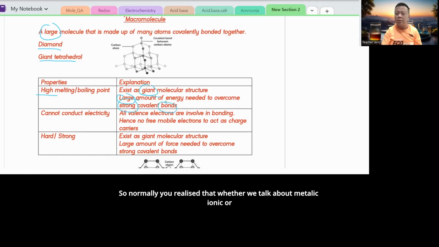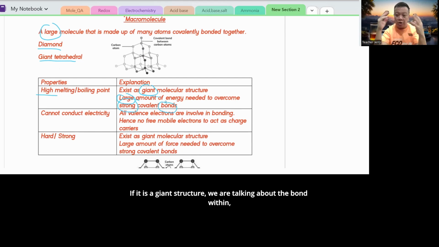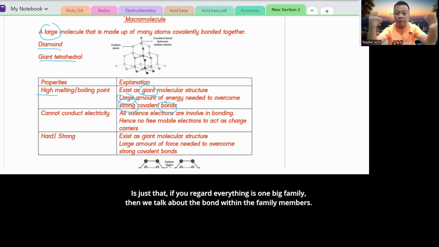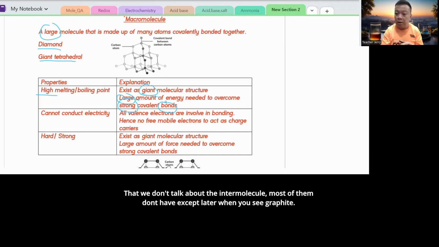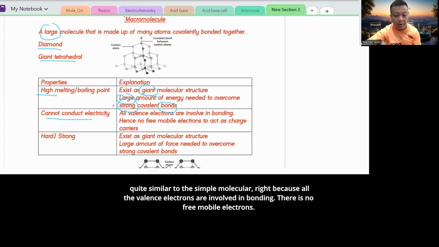So normally you realize that when you talk about metallic, ionic, or covalent, if it's a giant structure, we're talking about breaking the bond within, overcoming the bond. It's just that if we regard everybody as one big family, then we talk about the bond within the family members. We don't really talk about intermolecular forces. Most of them don't have any, except later you see for graphite. But even for graphite, when it comes to melting and boiling, it is overcoming the strong covalent bond.